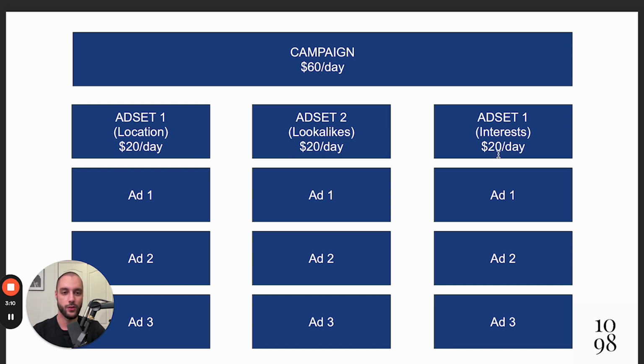And after a few days, a week, whatever you decide, you would start cutting. So let's say maybe this ad set is working the best. What I would do is I'd cut these two, and then I'd start increasing the budget in this because this is performing the best, right? So that's kind of the old way. And again, not saying it's a bad thing.